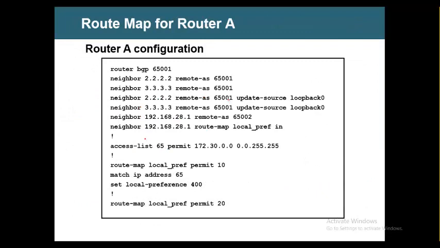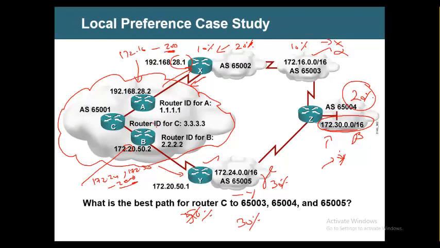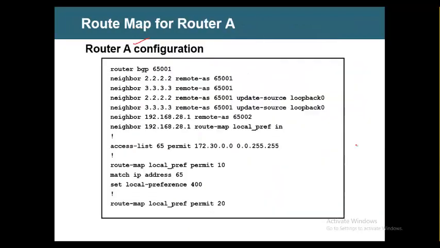So what we do is we go to router A. Where is router A? Router A is here. We need to now match this in the access list. And call the access list under the route map and give a high local preference. For the rest of the traffic, no change. That will be as per the hop count.